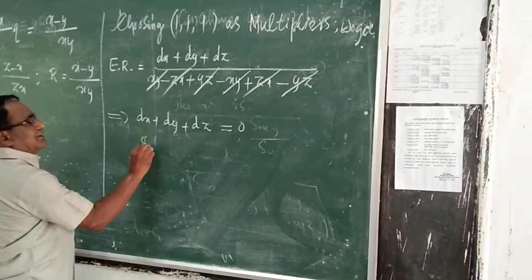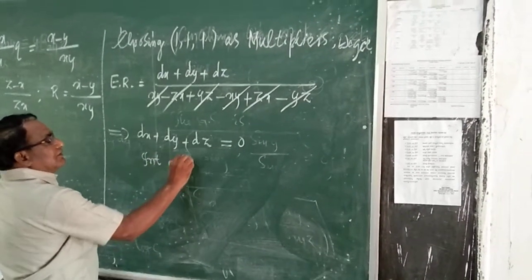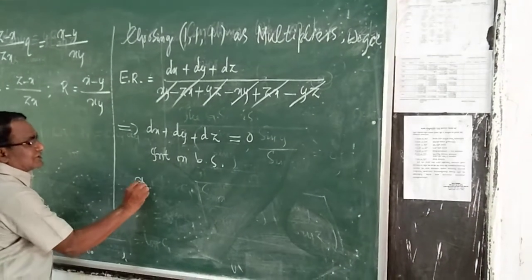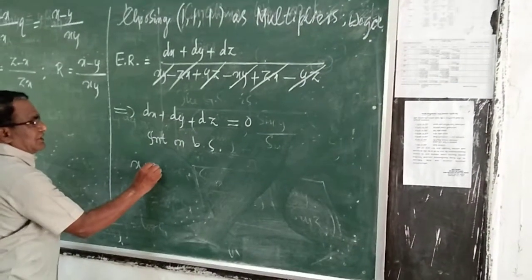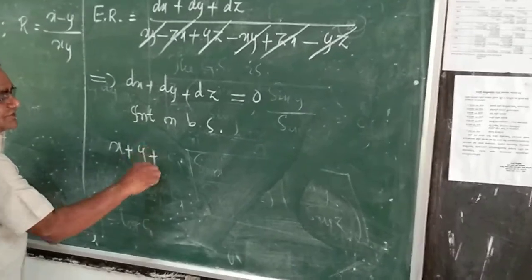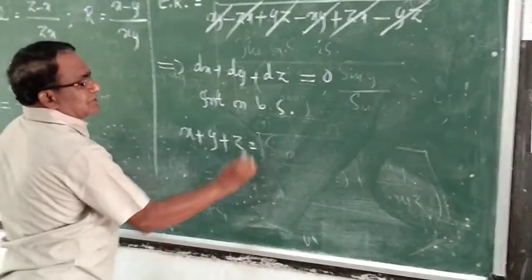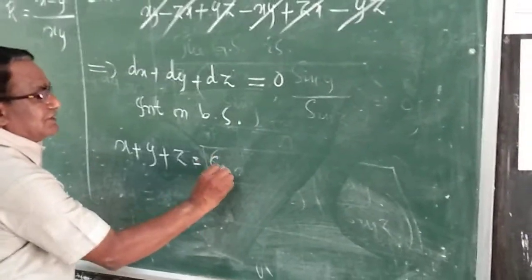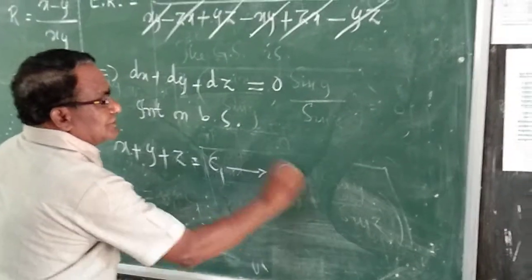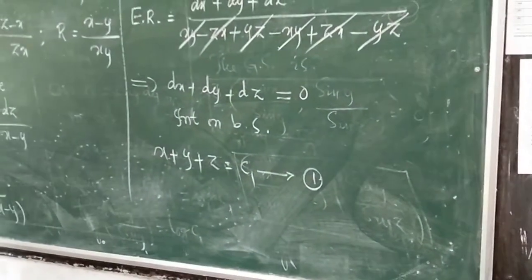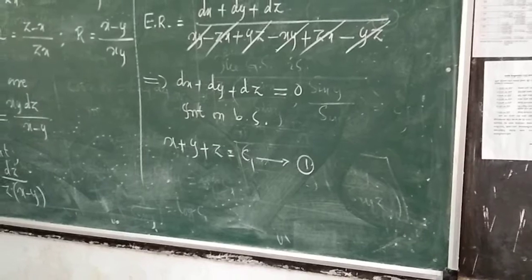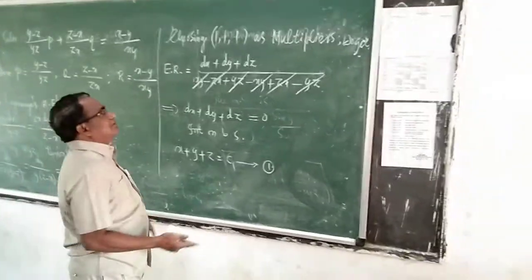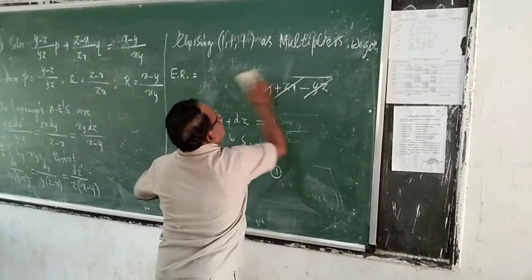Integrating on both sides we get one solution. Integration of 1 with respect to x is x, integration of 1 with respect to y is y, plus integration of 1 with respect to z is z. It is x plus y plus z is equal to c1. This is one independent solution. Similarly, you choose another set of multipliers here.